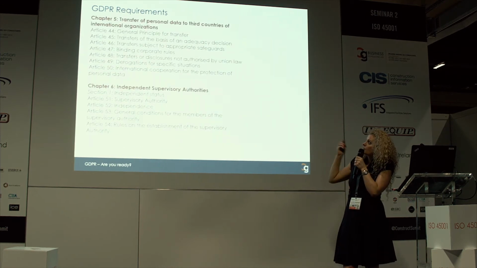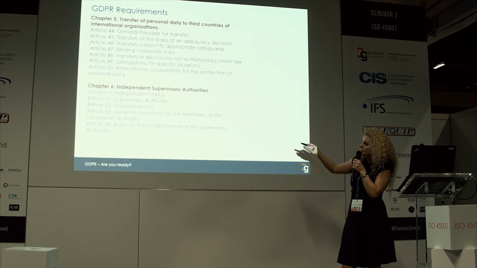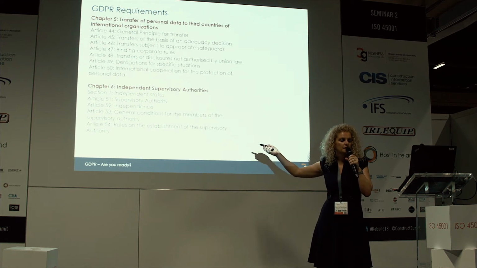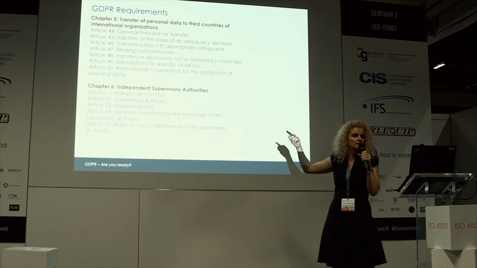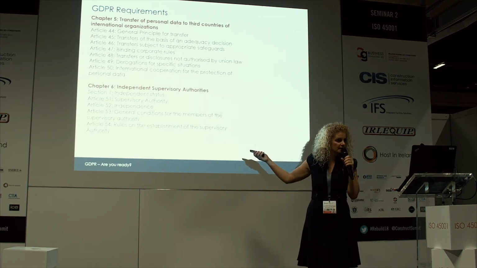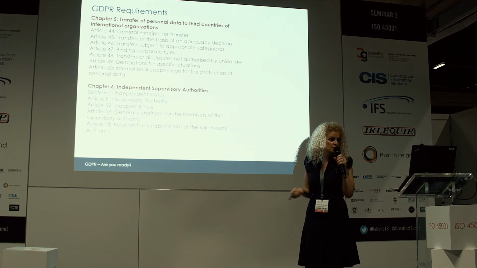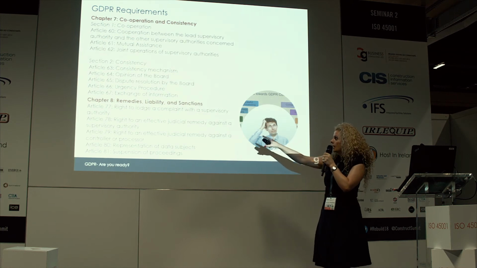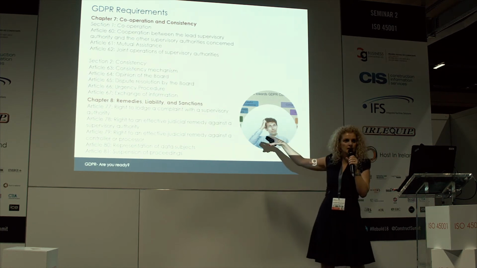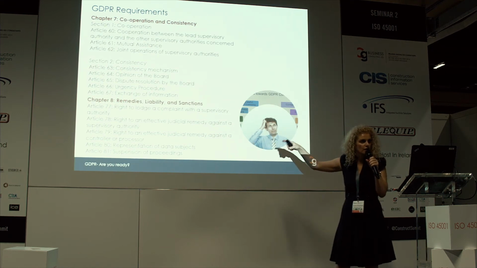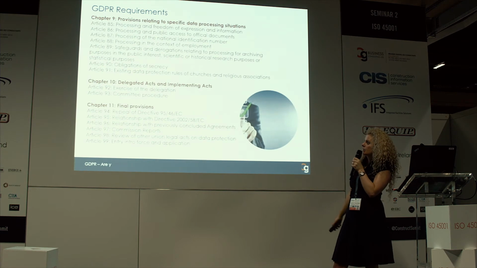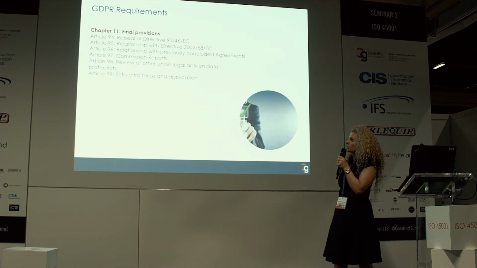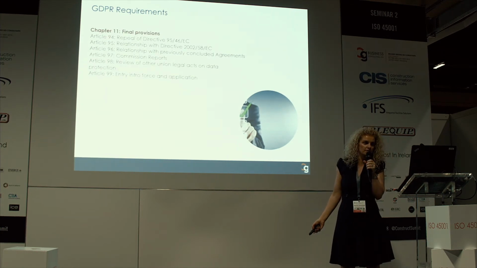Then we have the transfer of personal data to third countries, and independent supervisory authorities. For example, Facebook has a number of offices throughout Europe. Their head office is in Dublin. Therefore, we're the supervisory authority here in Ireland. Does that make sense? So if you've got a number of locations in the world, you have to come back to where your head office is. Then cooperation and consistency, liability and sanctions. This is the whole 20 million or 4% of global turnover if you have a data breach. Those are the headliners. Then provisions relating to specific data processing situations, delegated acts, and final provisions, with a continuation in Chapter 11.